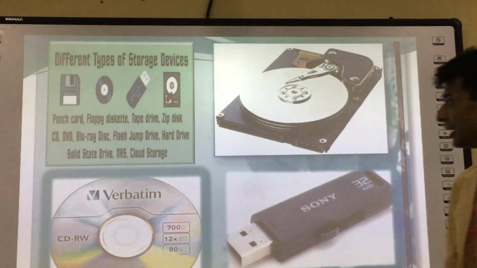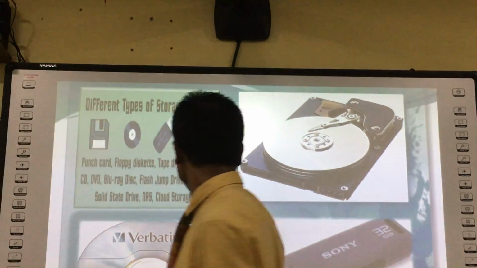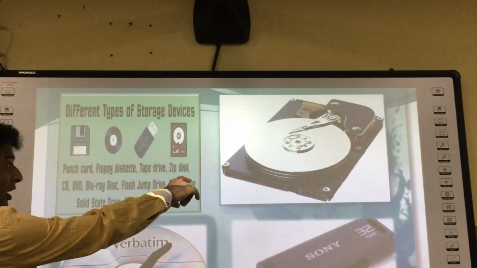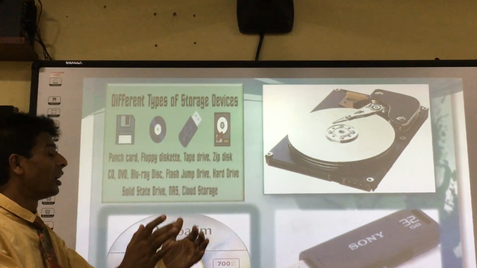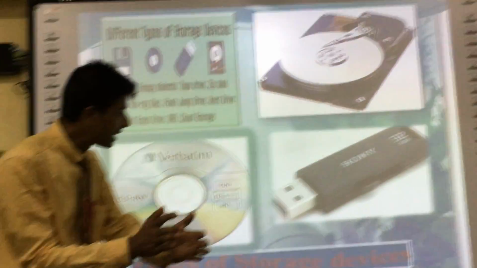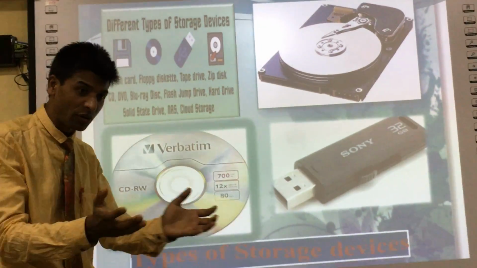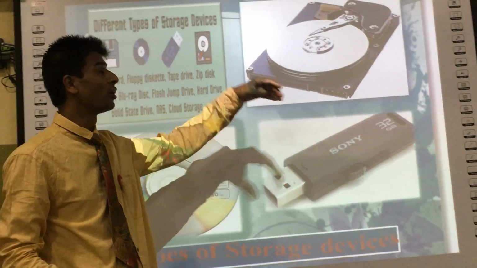Next slide. Now, this is called CD-RW. We can say the hard disk. Whenever we purchase a computer, there will be a hard disk, 500 GB or 1 terabyte. It will be inside our computer only, and it is stored for future use.